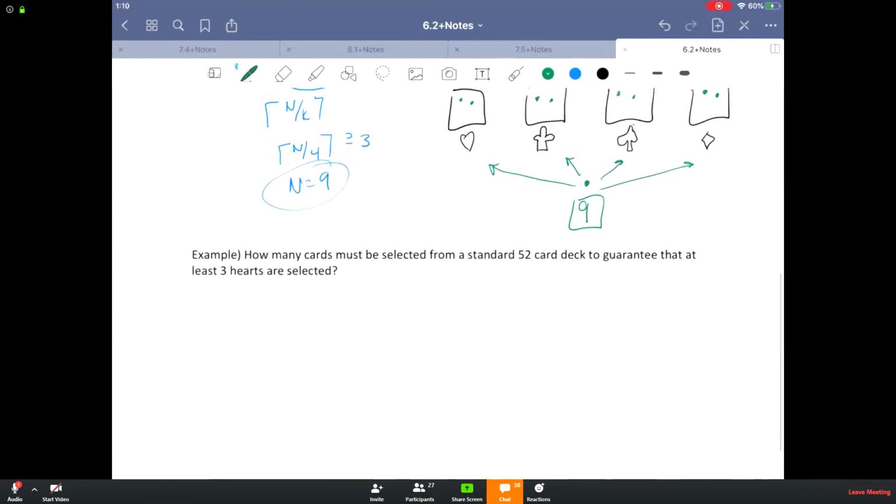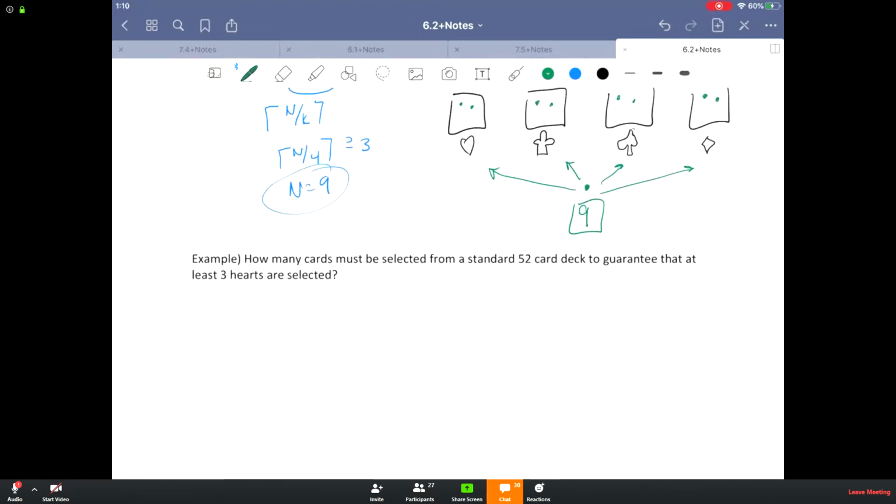All right, so the next one: how many cards must be selected from a standard 52 card deck to guarantee that at least 3 hearts are selected? Okay, so just think about this logically, work through it. You're close, Andre. Think about your worst case scenario.